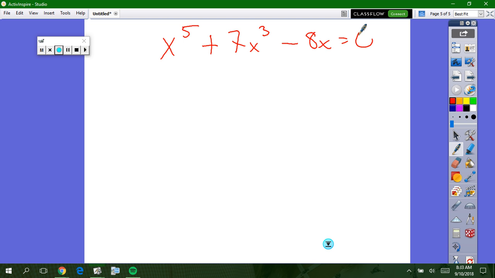Okay, first off, I always factor. What do they have in common? They all have an x in common, don't they? How many zeros should I have? 5, right? Because it's raised to the 5th power. Once again, what would be my end behavior? Because of the degree and the leading coefficient, right?